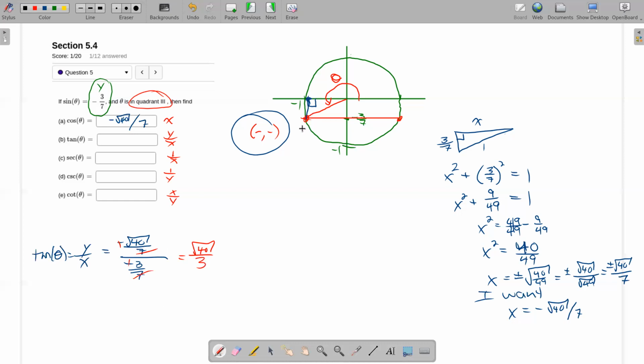And does it make sense that this line, that radius right there, has a positive slope? And the answer is yeah. Remember, tangent turns angles into slope. And I do see a positive slope on that radius. So that's a good sign.